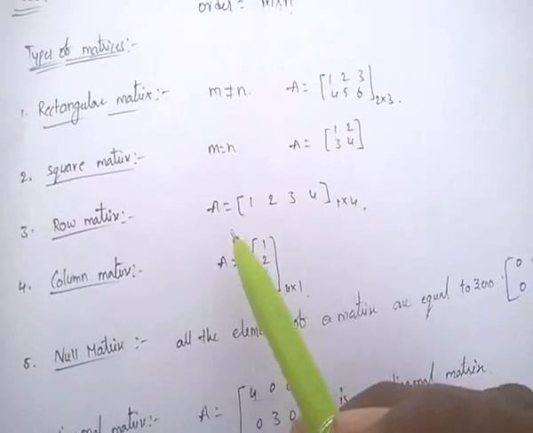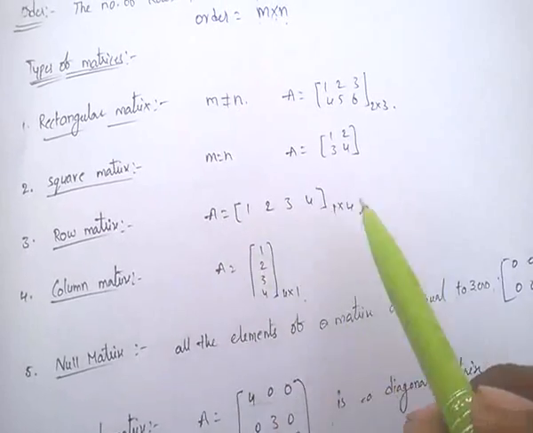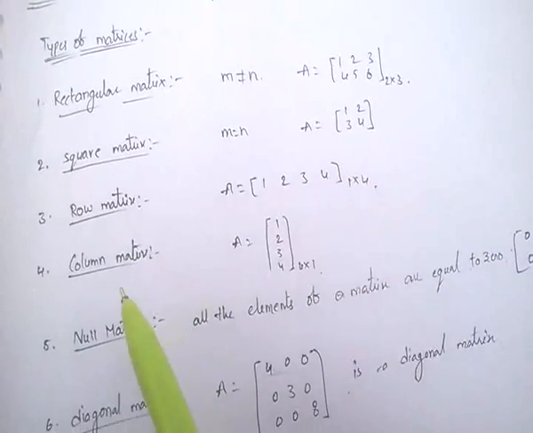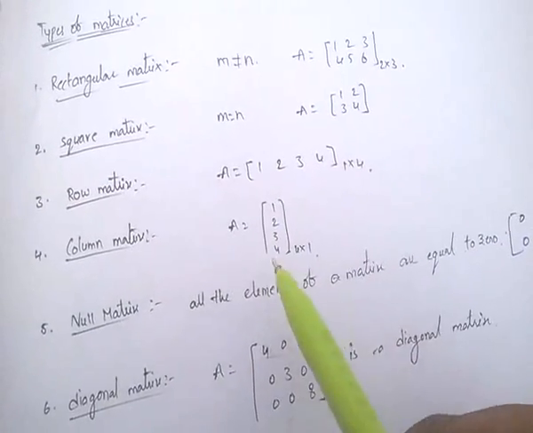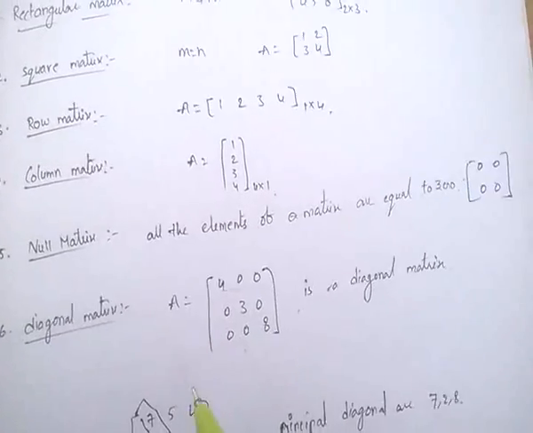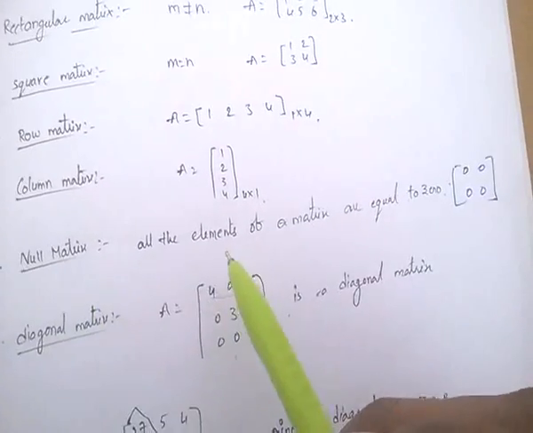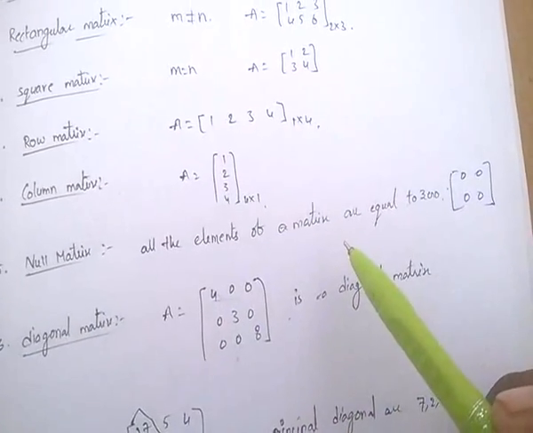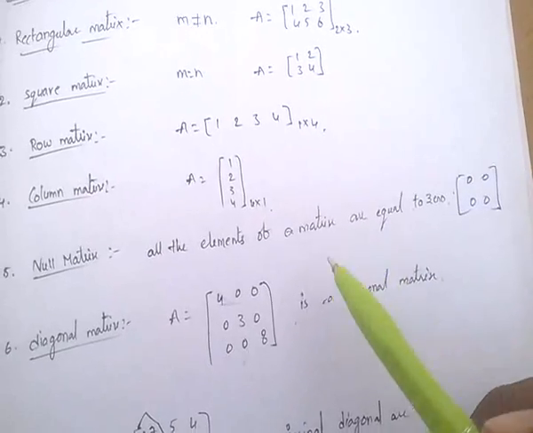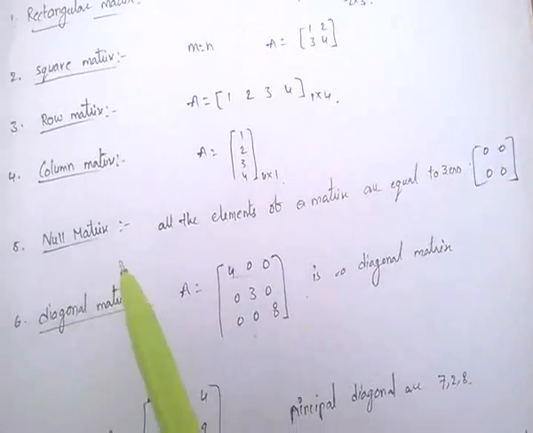Row matrix. When the matrix has only one row, then it is called a row matrix. When only one column, then it is called a column matrix. Null matrix. When all the elements of a matrix are equal to 0, then it is called a null matrix.